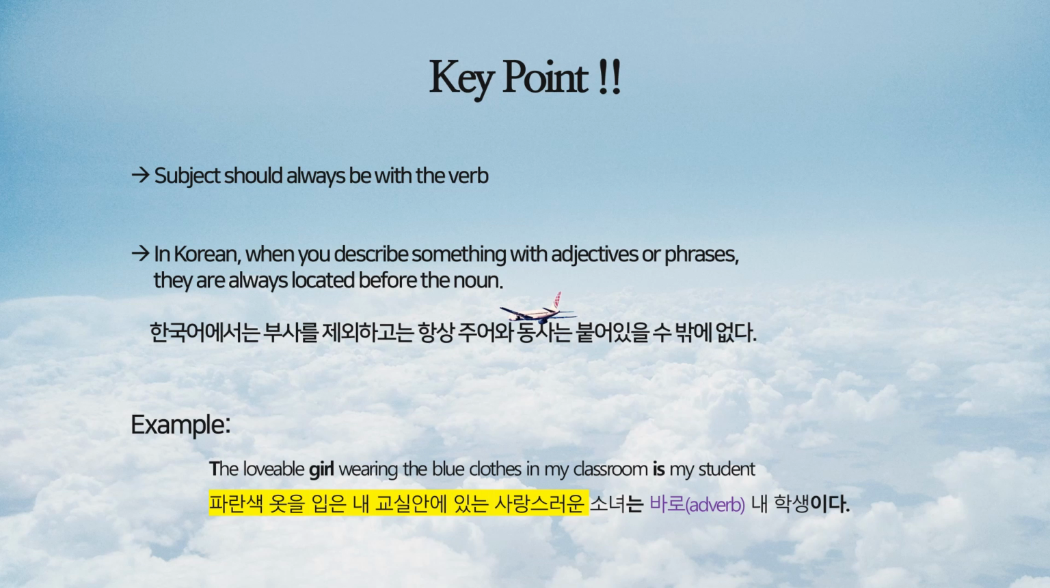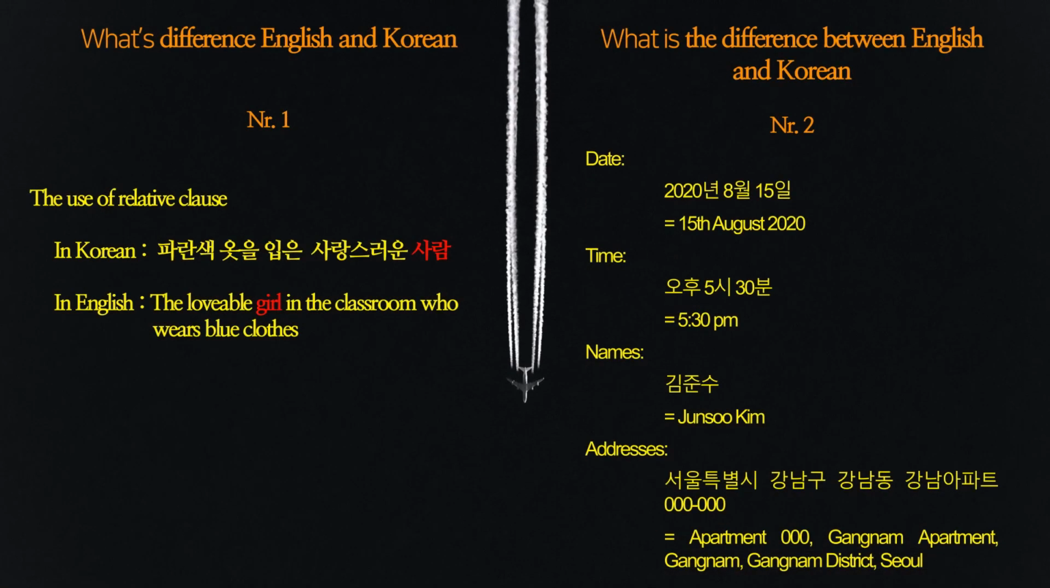A big reason is the difference in how relative clauses are used in English and in Korean. In Korean, 파란색 옷을 입은 내 교실 안에 있는 사랑스러운 사람. In English, the lovable girl in a classroom who wears blue clothes. What's the main difference here? The order of the words. In both cases, the noun 사람, person, is the most important thing in the clause, since this is the thing we are giving more information about. In English, this usually goes first. In Korean, this usually goes last. This generally applies to both cultures as a whole.